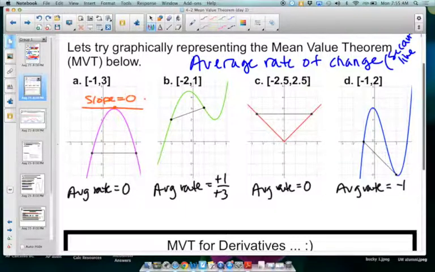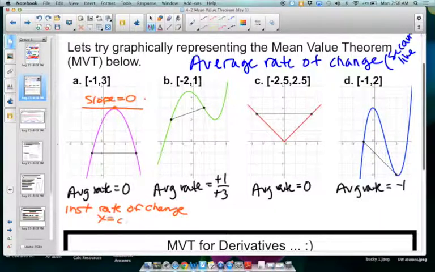What is the slope of the tangent line called? We got a couple of different words for it. Slope of the tangent line, we can call it that. We can also call it the derivative. We can also call it a rate of change. What kind of rate of change is it? Instantaneous rate of change. So we're talking about now our instantaneous rate of change.